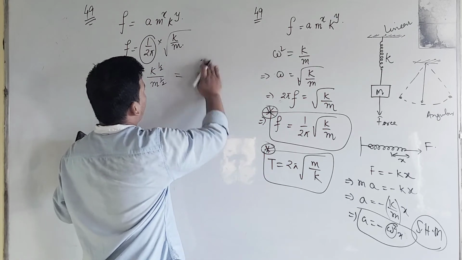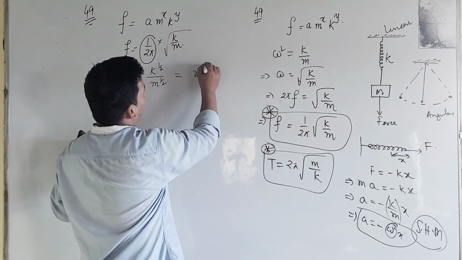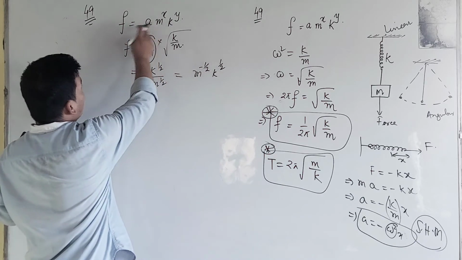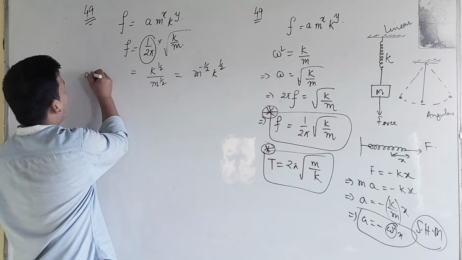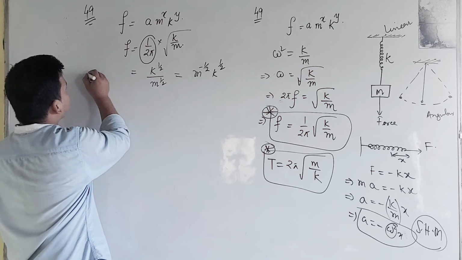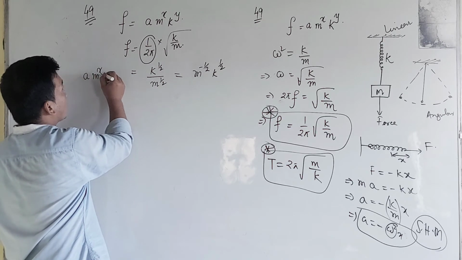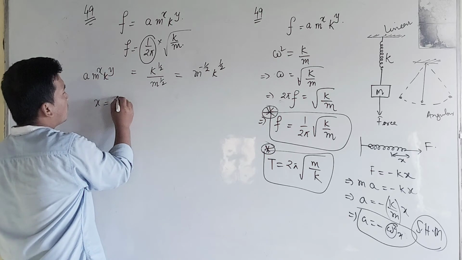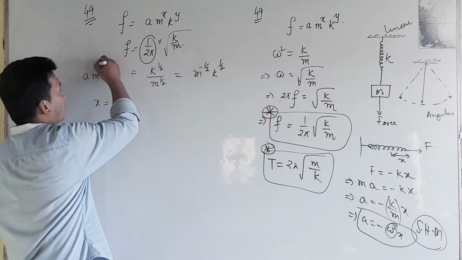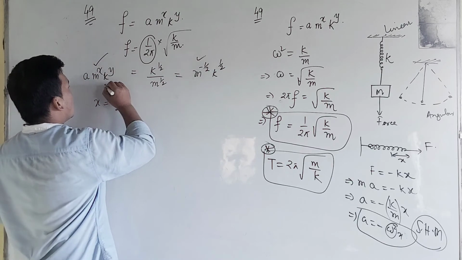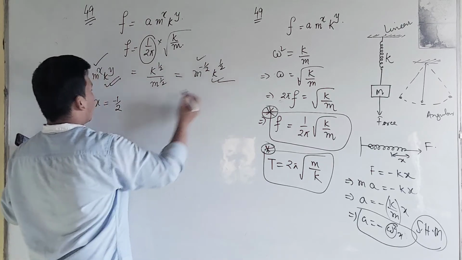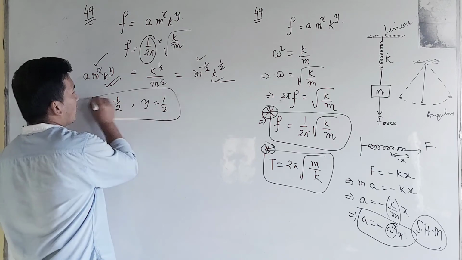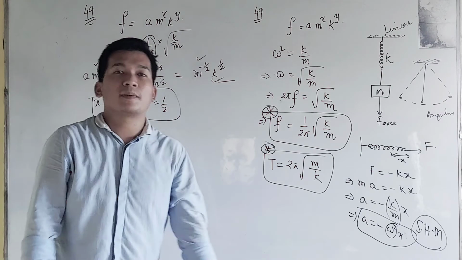That means it will be k raised to power half. And what about this m? M will be raised to power minus half. K will be raised to power half. If we compare this with a m^x k^y, then x will be equal to minus half, and y will be equal to half. This is the shortcut way to calculate using our principle of homogeneity.